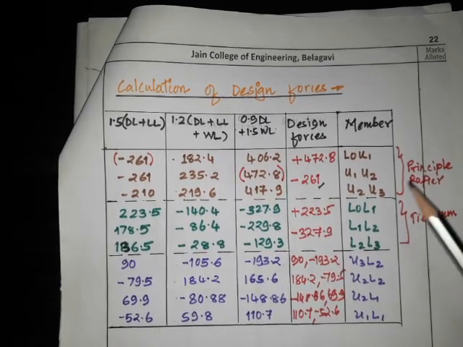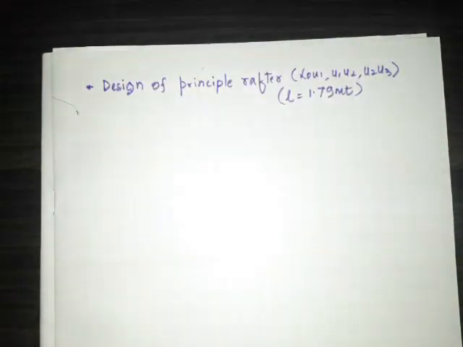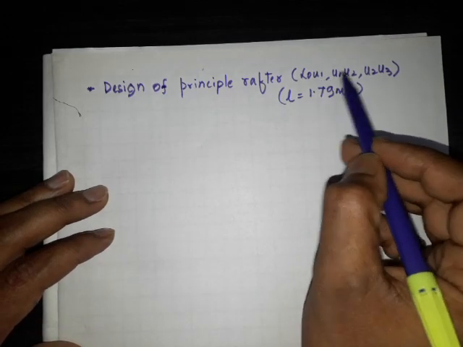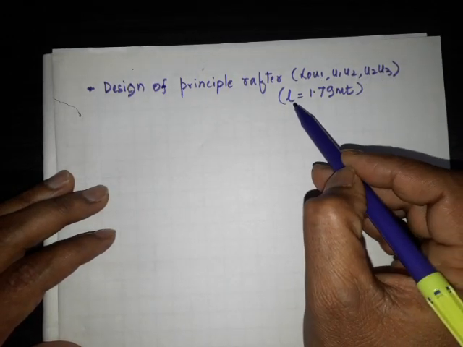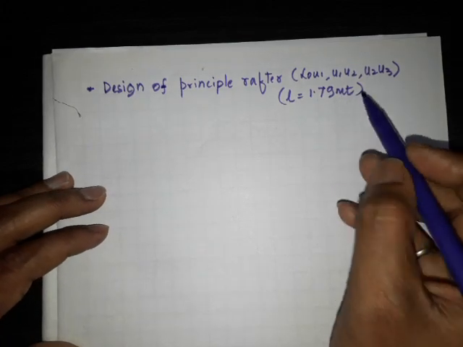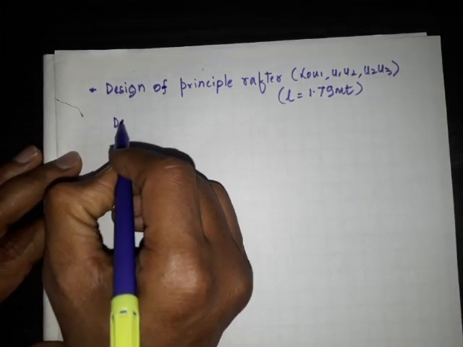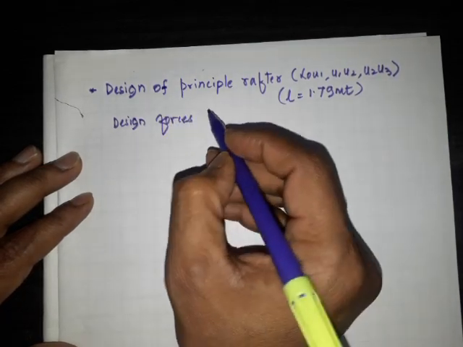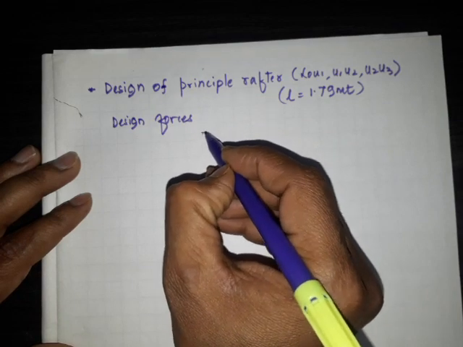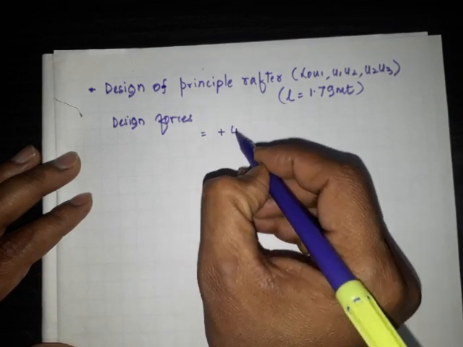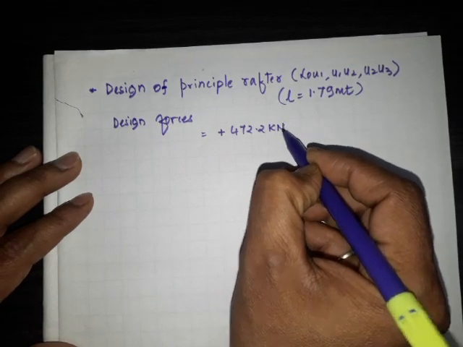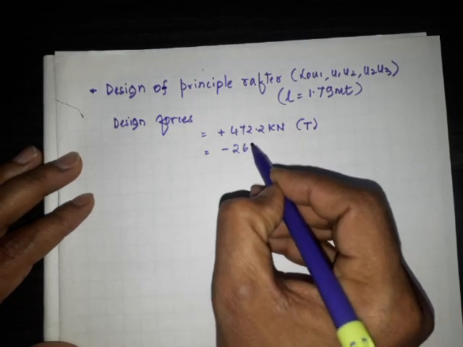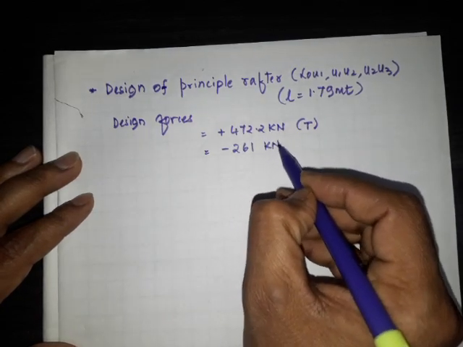So we'll begin with the design of principal rafter now. Okay, so we'll begin with the design of principal rafter, that is L0 U1, U1 U2, U2 U3, for the length of 1.79 meter. Okay, so here we have the design forces. First we'll note down the design forces here. The design forces are, first of all, positive 472.2 kilonewton, which is the tension, and one more we have minus 261 kilonewton, which is compression.